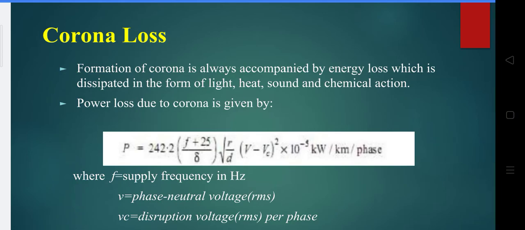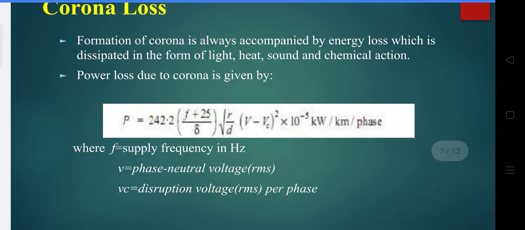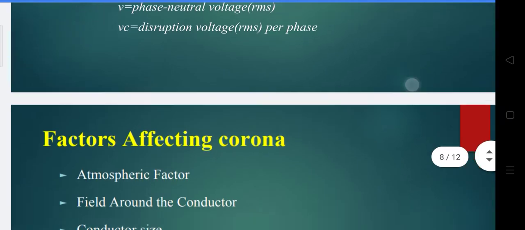Corona loss. Formation of corona is always accompanied by energy loss, which is dissipated in the form of light, heat, chemical actions and sound. Power loss due to corona is given by P equals 242.2 by del into (f plus 25) into root of r by d into (V minus Vc) the whole squared into 10 to the power of minus 5 kilowatts per kilometer per phase, where f is the supply frequency in hertz, V is the phase-neutral voltage in RMS, and Vc is the disruptive voltage RMS per phase.